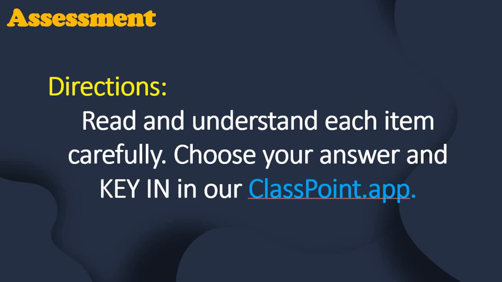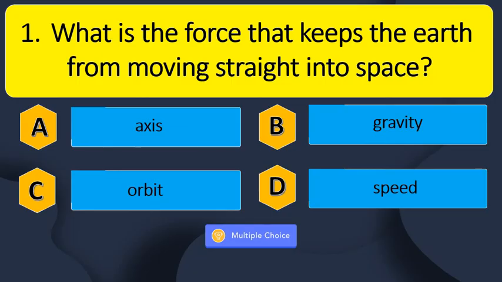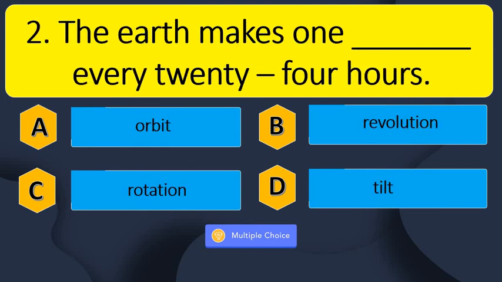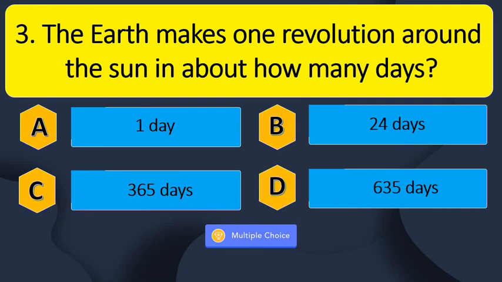Okay, so let's have this assessment. Directions: read and understand each item carefully, choose your answer and key it in our class app. Number 1, what's the force that keeps the Earth from moving straight into space? Correct, it's gravity, letter B. Number 2, the Earth makes one blank every 24 hours. That is letter C, rotation. Number 3, the Earth makes one revolution around the Sun in about how many days? Approximately 365 days, and that is letter C.